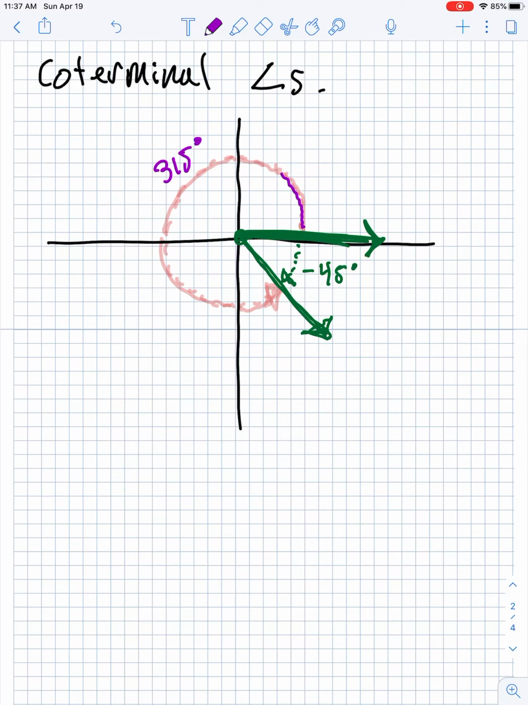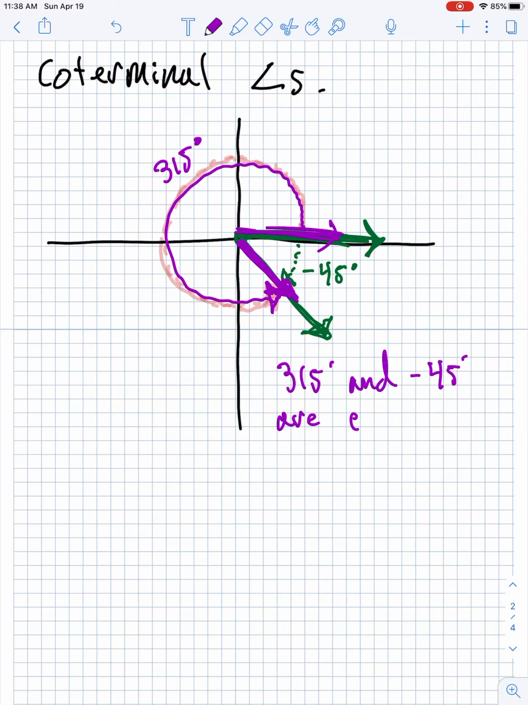Where it starts here and goes all the way to here. I'll do purple on this side, and purple on this side. So 315 degrees and negative 45 degrees are coterminal. That handwriting is just awful. I apologize, you guys.